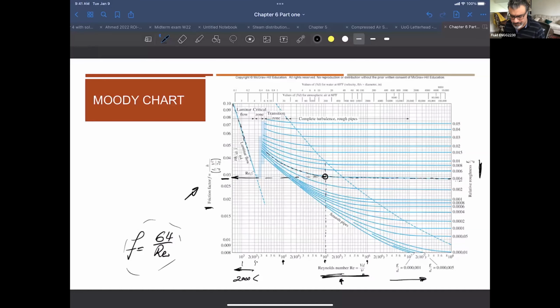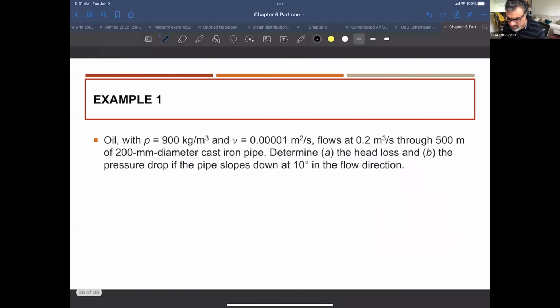That's it. Let's look at this problem and see what we have for this. We have an oil with a density of 900 kilograms per meter cubed. The kinematic viscosity is 0.0001 meters squared per second. The flow rate is given as 0.2 meters cubed per second through 500 meters of 200 millimeter diameter cast iron pipe. So I have a straight pipe, the length of this pipe is 500, and the diameter is 200 millimeters.